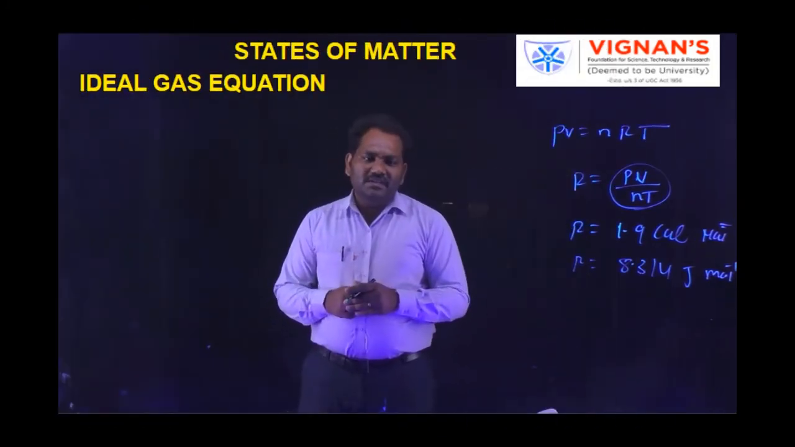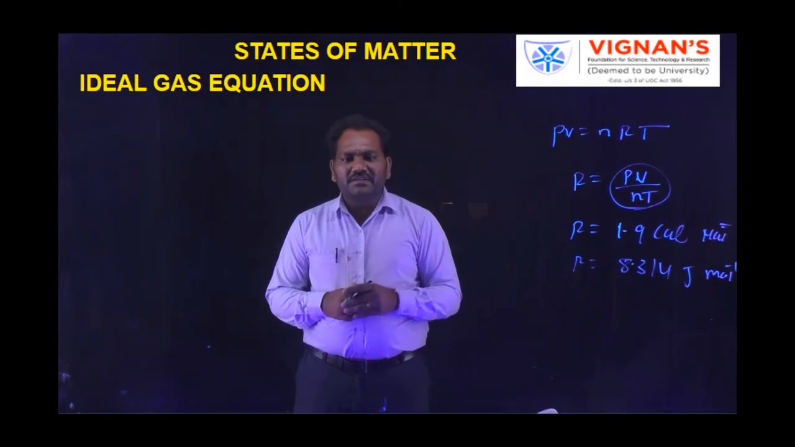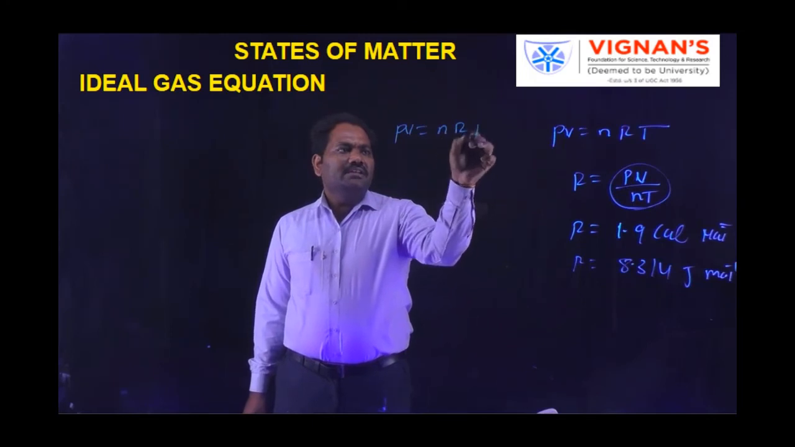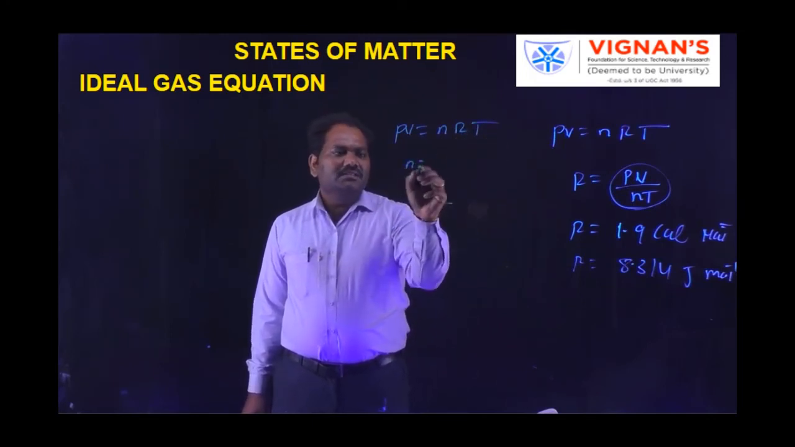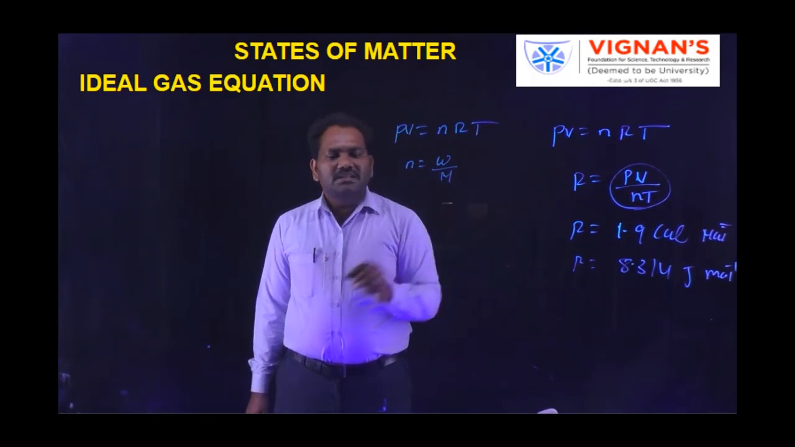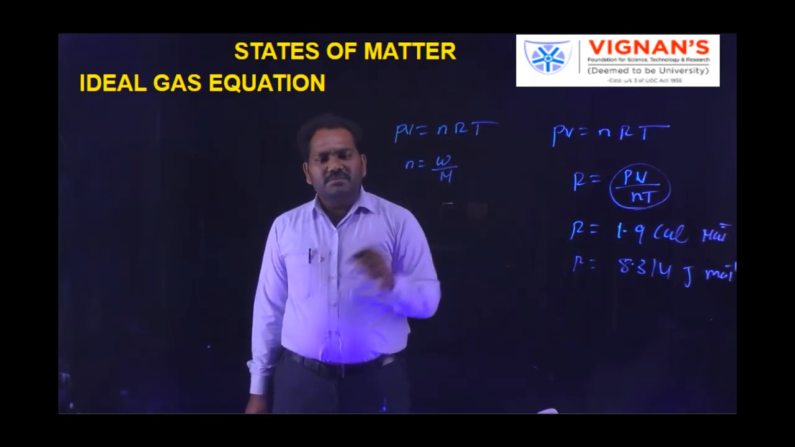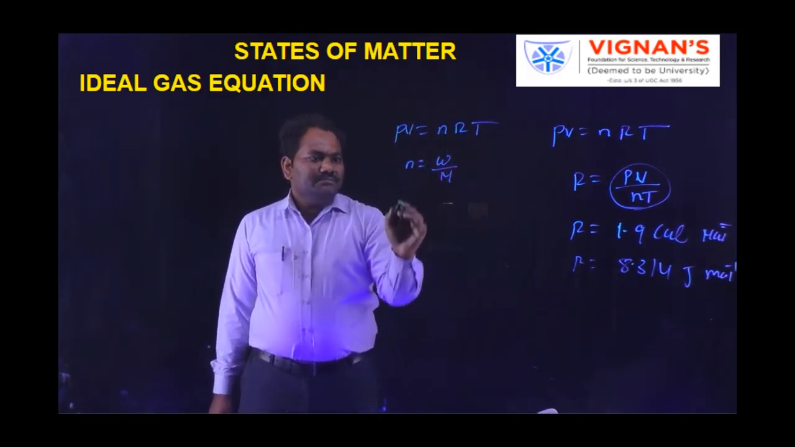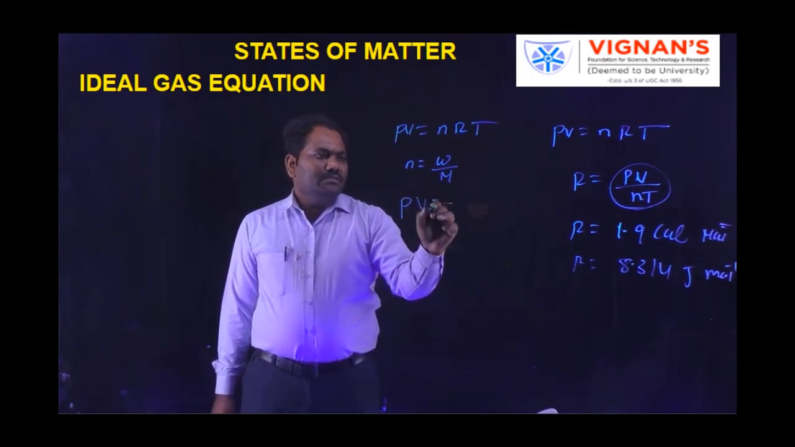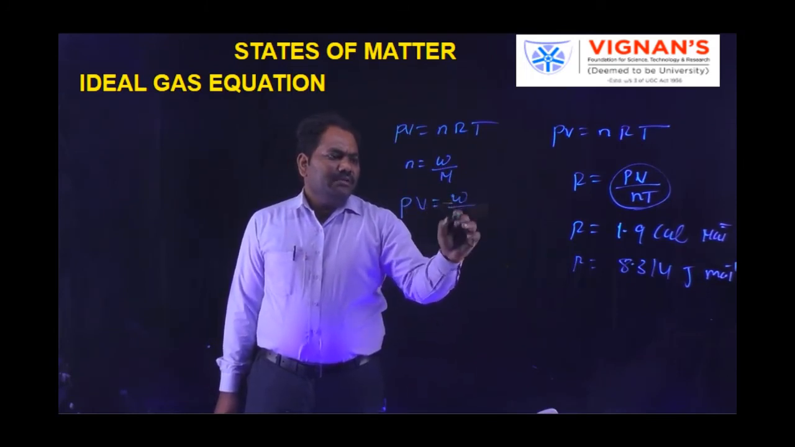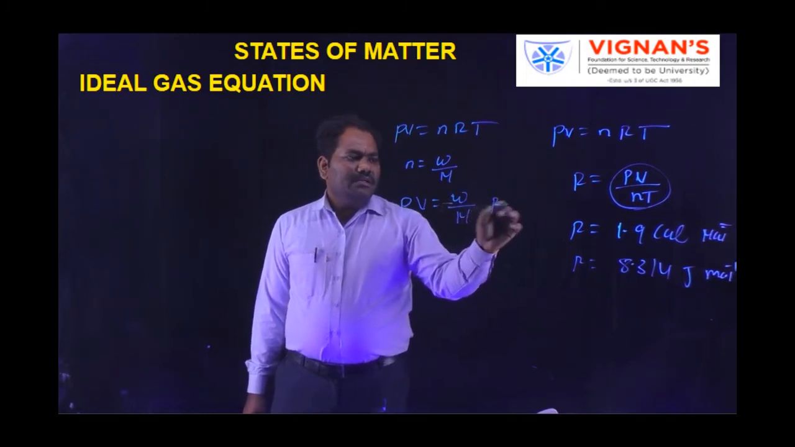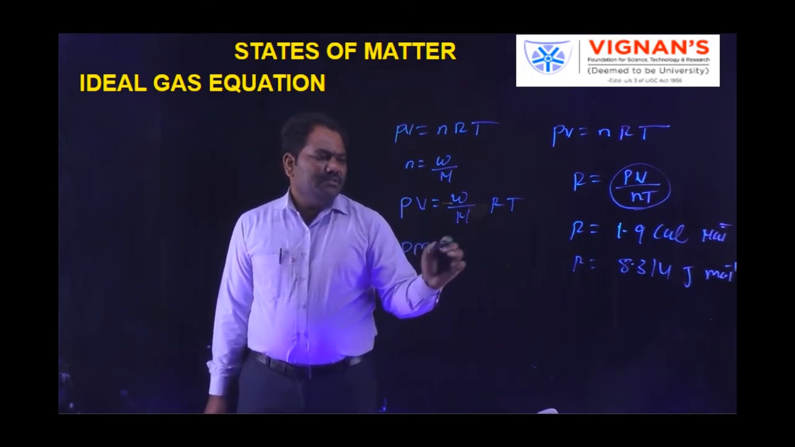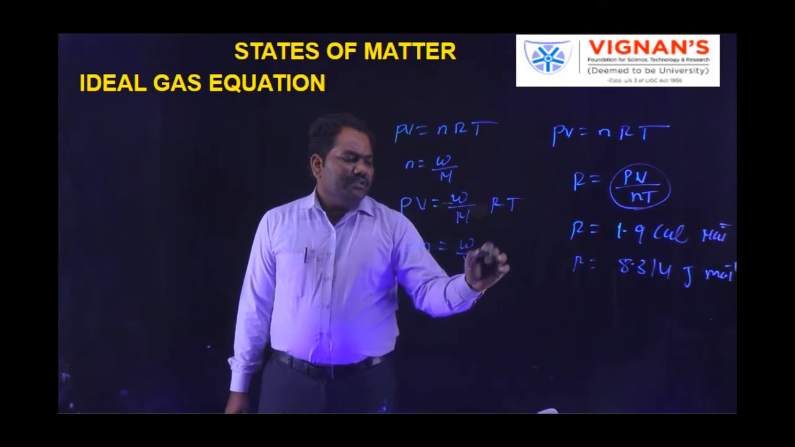From PV is equal to nRT, we can derive another equation. Already we know that n is equal to weight by molar mass, that is, gram molecular weight. Now this value is substituted in the equation: PV is equal to weight by gram molecular weight into RT. Here we can rearrange this equation: PM is equal to W by V into RT.